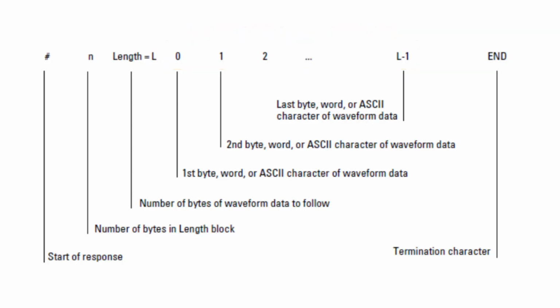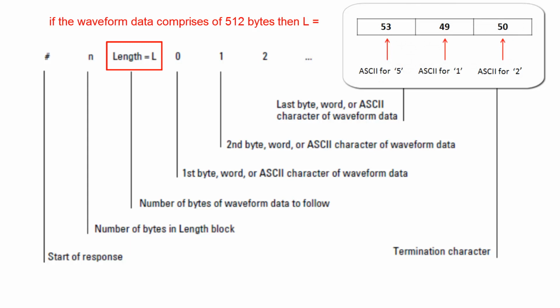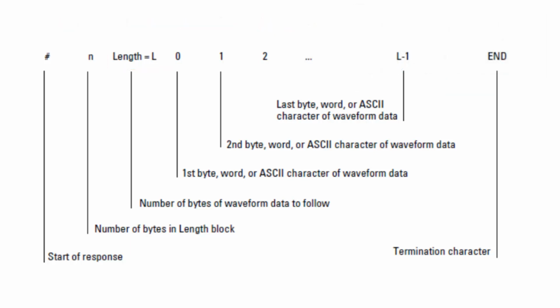Now here comes the tricky bit. The variable L is not represented by a floating point, for instance, or an integer value, but it is a string. So we are representing a number, the number L, with a number of characters, each of which represents a digit. So for example, if the number of bytes was equal to 512, then the variable L would be represented by 3 bytes, the first of which would be the ASCII equivalent of the number 5, the second of which will be the ASCII equivalent of the number 1, and the third of which will be the ASCII equivalent of the number 2. So, starting from the end, we get 512 bytes which represent the waveform data.